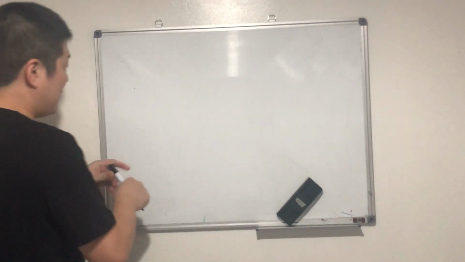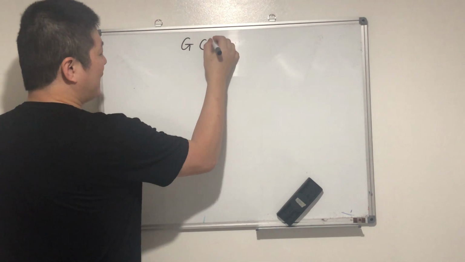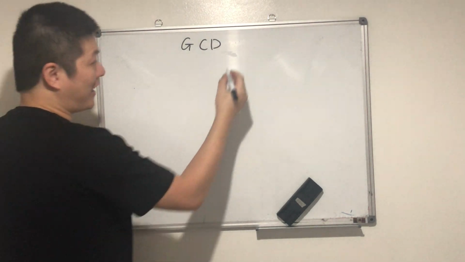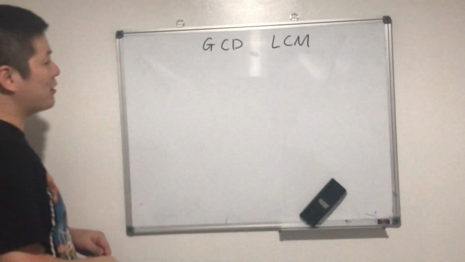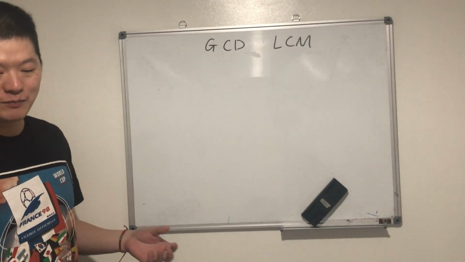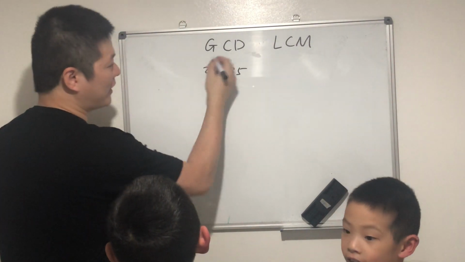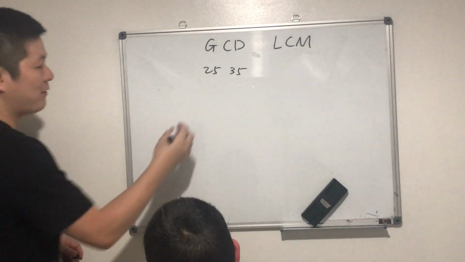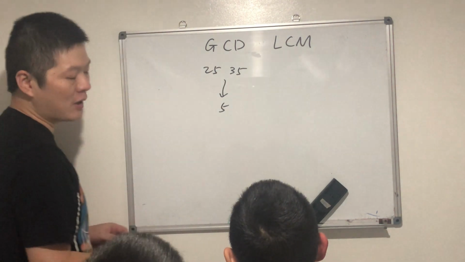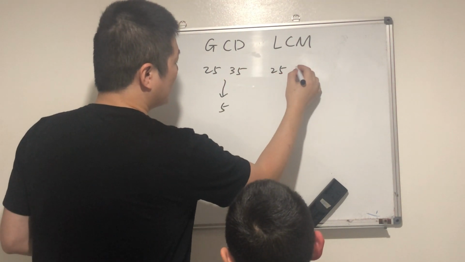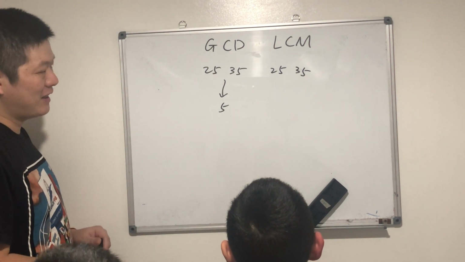So, today we're going to learn something about the GCD. Greatest common divisor. Okay, good. And how about this? Least common multiple. So what's GCD? Can you give me an example, like 25 and 35? What's the greatest common divisor of these? 5. Well done. And what's the least common multiple of these two?